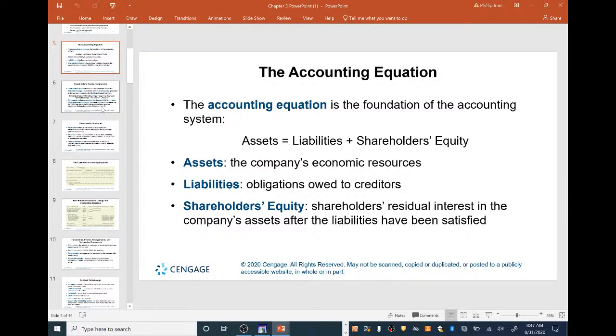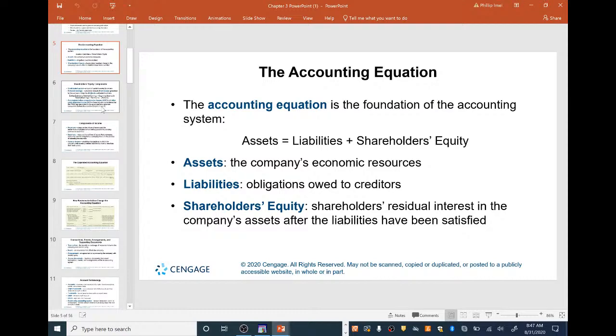Okay, so let's talk a little bit more about the accounting equation. I know this is the very first thing that everyone learned in Principles of Accounting 1. Very important. We can never escape it. Obviously, that's why we're talking about it again here. So once again, the accounting equation is the foundation of the accounting system. Once again, the accounting equation is assets equals liabilities plus shareholders' equity.